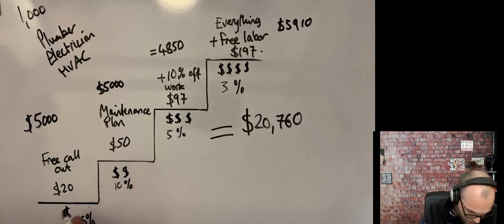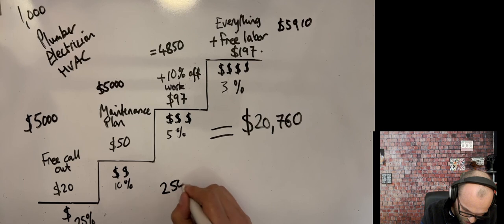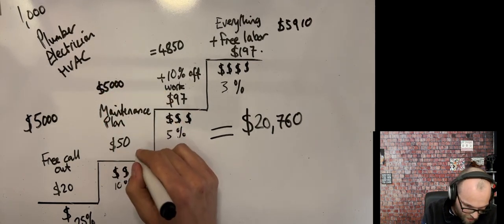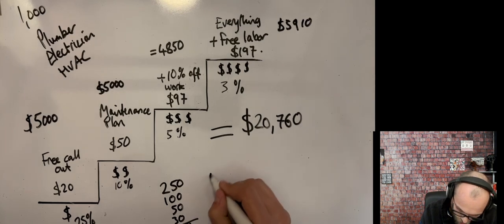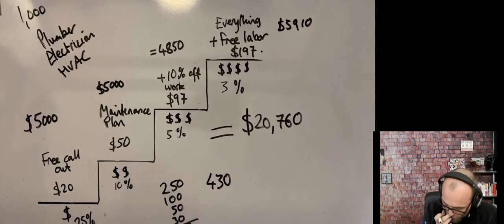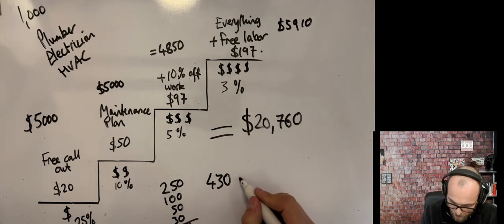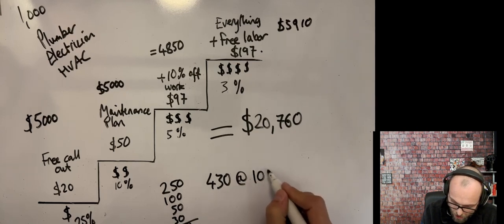Now what you would have to do is work out that on average, your 1,000 customers that you have, in fact, let's work that out, you'd have 25%, so you'd have 250 customers there. If that was 10%, that would be 100. If that was 5%, that'd be 50, and 3% would be 30. So your total customers, you'd have 430 customers, and let's say just 10% of them needed a call out in the year.